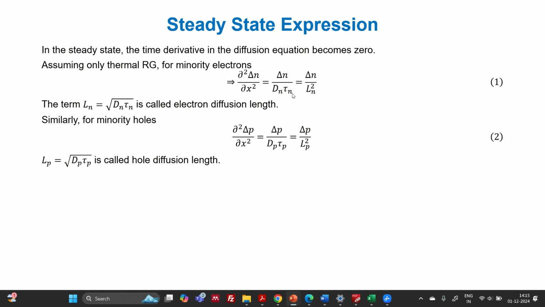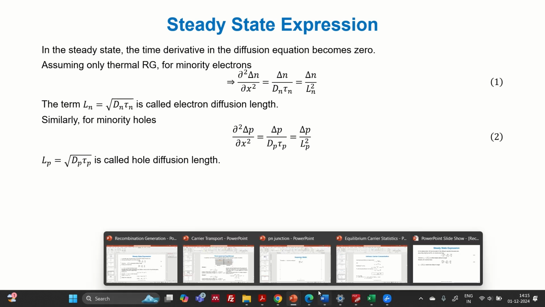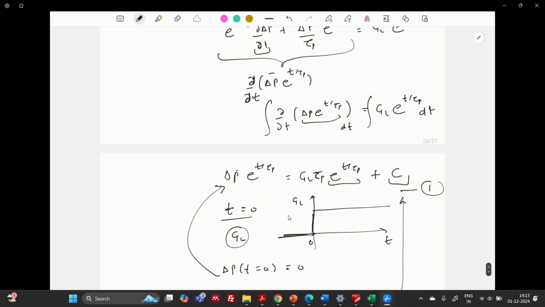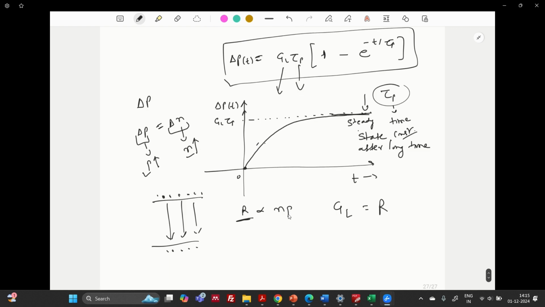So how do I solve this equation? It's very simple to solve. Let me show you. You have d2 delta n by del x square equals delta n by Ln square. Just take it on the left hand side, equals 0. This is the equation you have to solve.